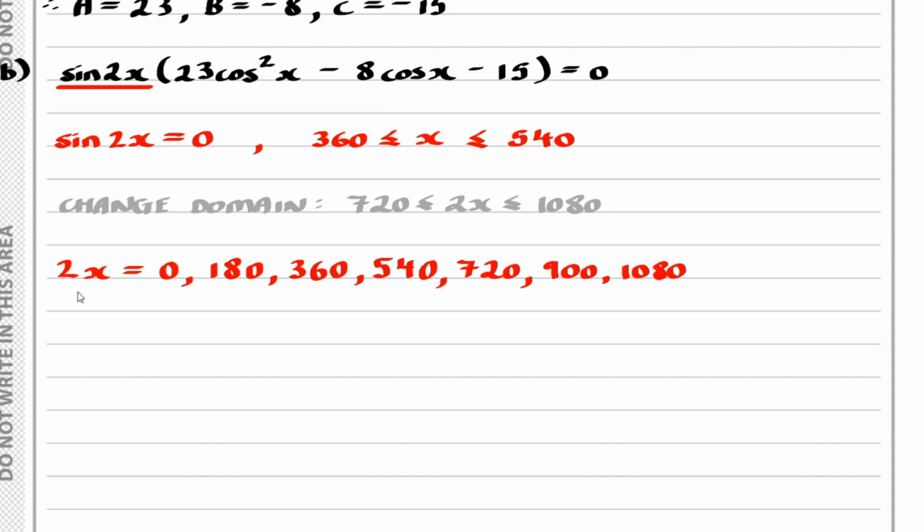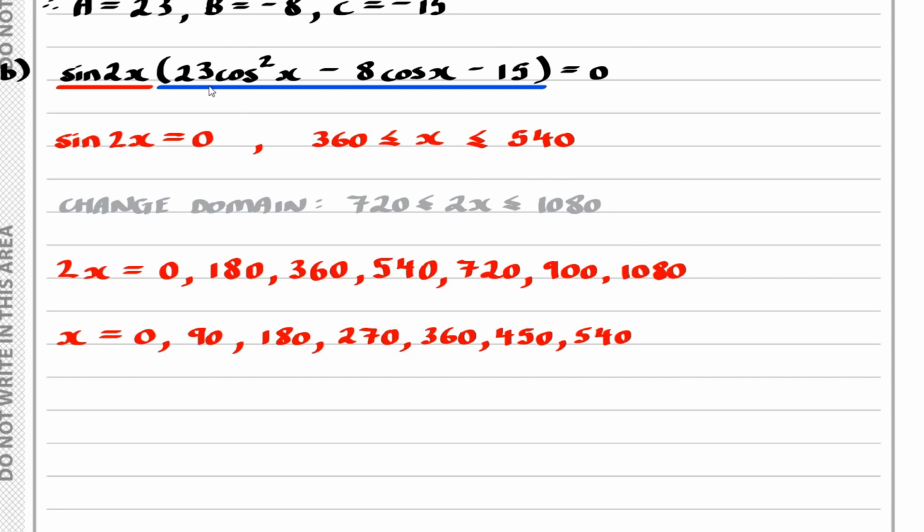So now, solving for x, by dividing through by 2, x is equal to 0 divided by 2, which is 0, 180 divided by 2, which is 90, 360 divided by 2, which is 180, 540 divided by 2, which is 270, 720 divided by 2, which is 360, and 900 divided by 2, which is 450, and 1080 divided by 2, which is 540.